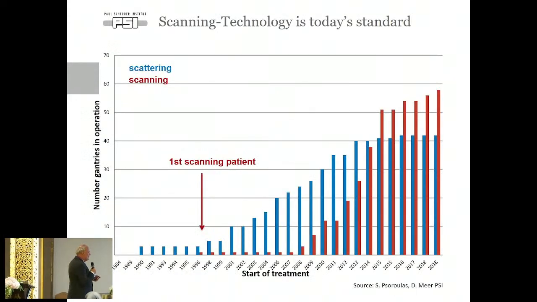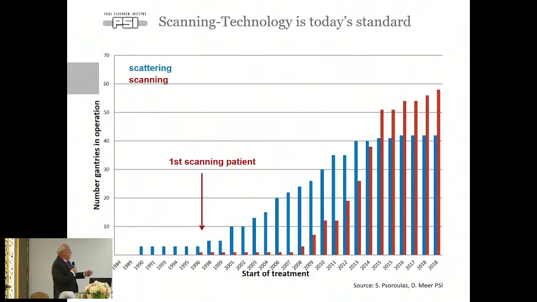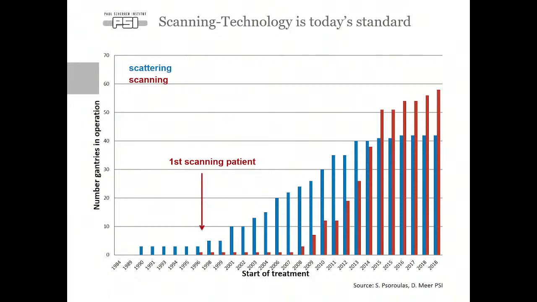So here's a statistic of the installed gantries. In blue, gantries that use the scattering technique, and in red, gantries that use the scanning technique. So there was a system here which had, I think, 3 gantries for scattering. This is Loma Linda in California, near Los Angeles. 96, our gantry 1, and for 12 years alone.